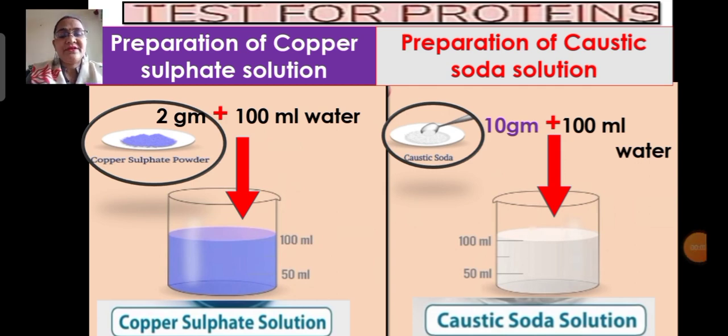In a similar way, we will also prepare the solution of caustic soda. For that, 10 grams of caustic soda is mixed in 100 ml of water. Then again we will stir the solution so that the caustic soda mixes in the water properly.